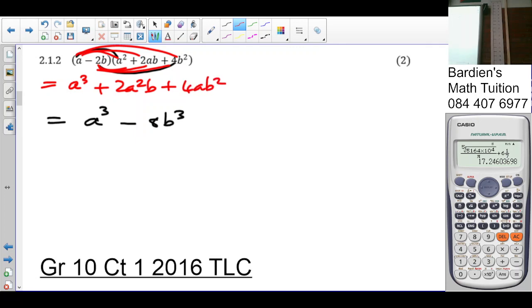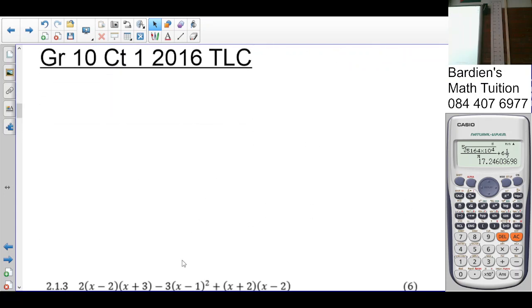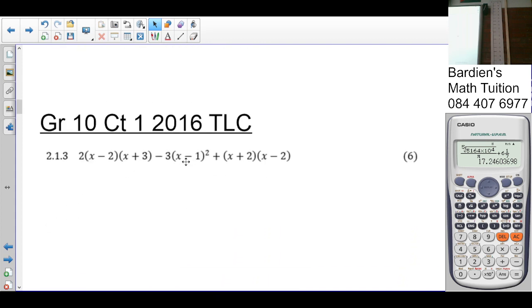Negative 2b times a squared is negative 2a squared b. Negative 2b times positive 2ab is going to be negative 4ab squared. And negative 2b times 4b squared is going to be negative 8b cubed. Now, of course, we add like terms here. Those two are like terms, while those two are like terms, so simplified it gives us a cubed minus 8b cubed. Both ways you get the full mark.